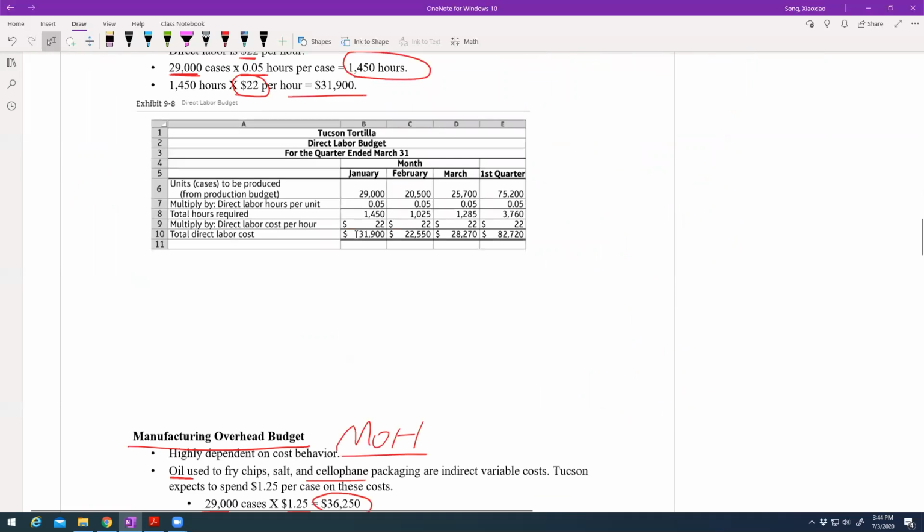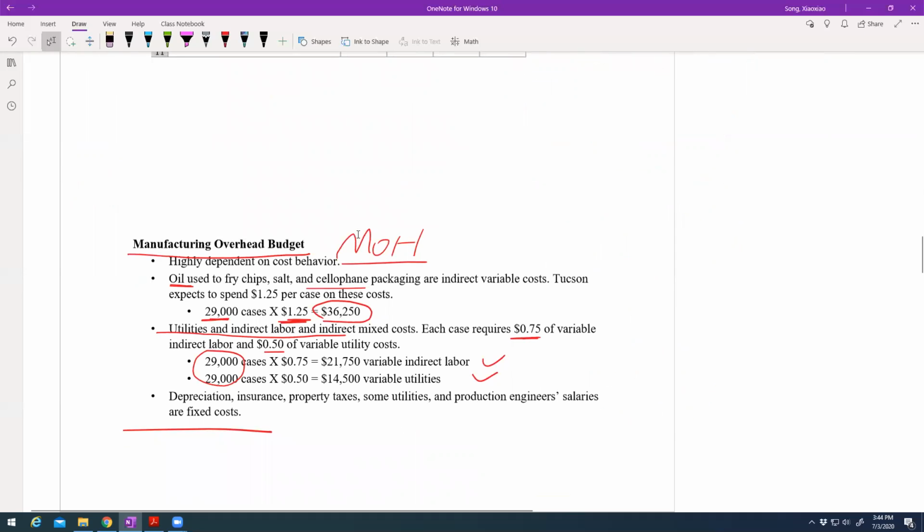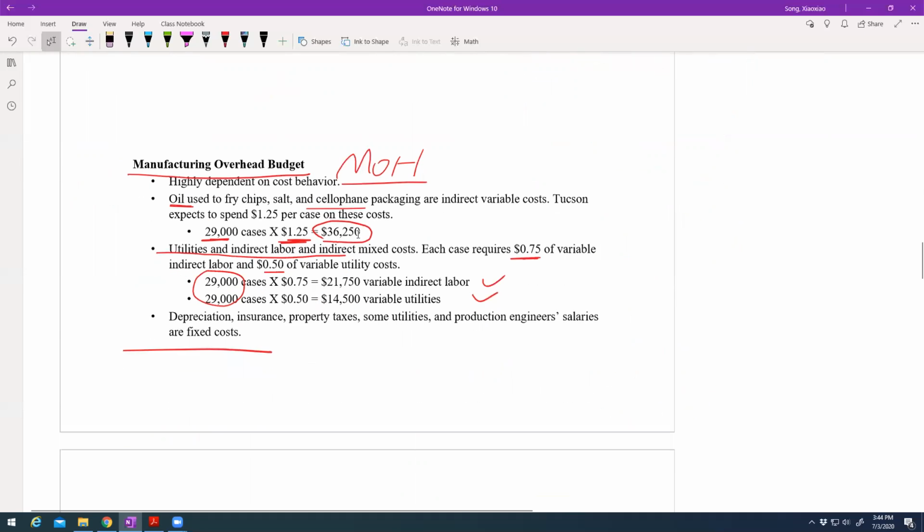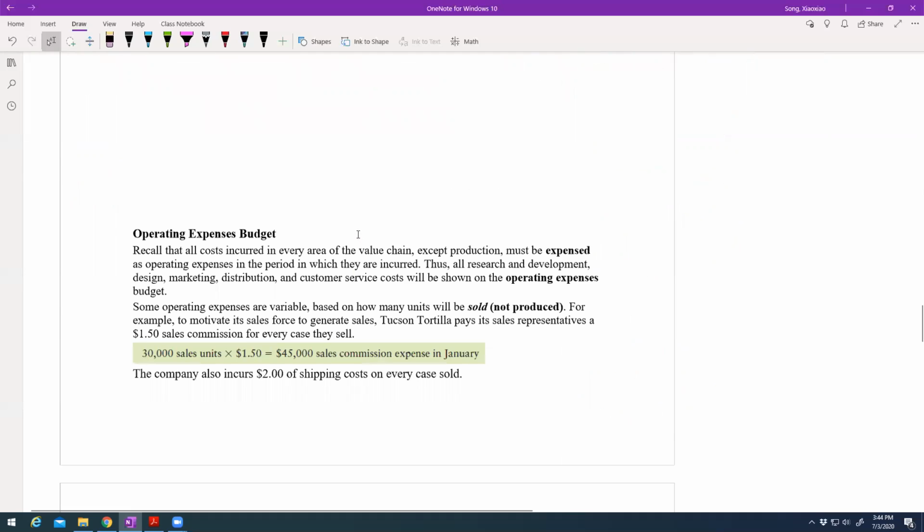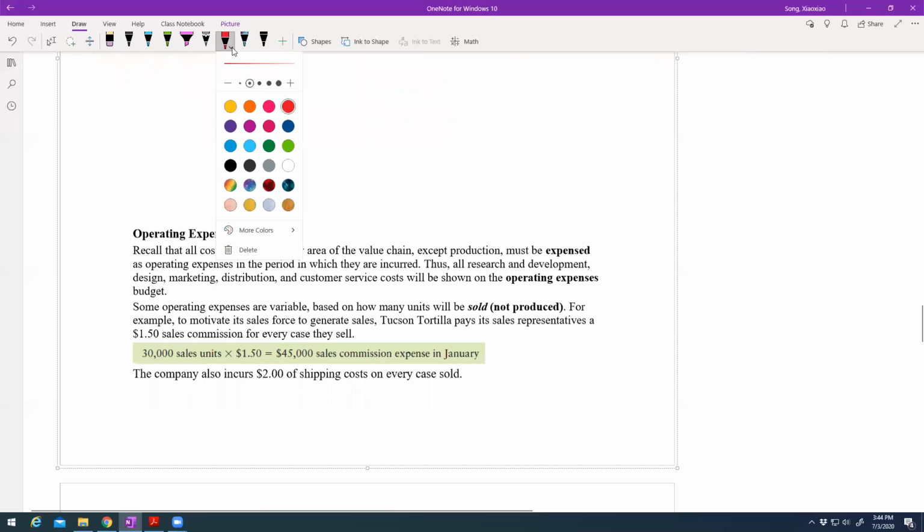Okay, so once we got production, we said sales minus cost of goods sold gives you gross margin, and then we also need to get our operating expense budget. So in this video, we start with that one, the operating expense budget.